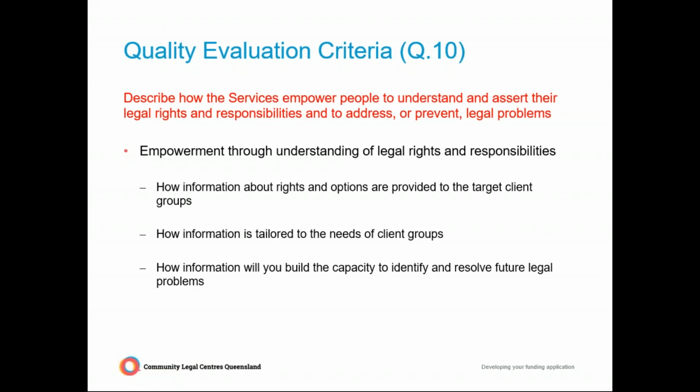Question 10, describe how the services empower people to understand and assert their legal rights and responsibilities and to address or prevent legal problems. This question is very squarely in that CLE type of response: how do you use information to ensure that your target client groups are aware of their legal rights and options? How do you make sure that information is appropriate for that client group? And how will the information build the capacity of that client group to identify and resolve future legal problems? Some examples there are that you might be working with a priority client group where English is not their first language. How do you make sure that they've got access to appropriate information given the difficulties with reading English, for example?